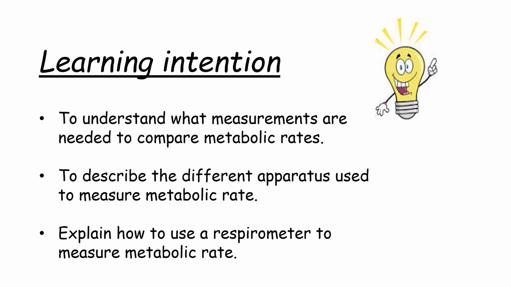This week the learning intentions are to understand what measurements are needed to compare these metabolic rates. So if you wanted to look at different humans or different fish and so on, how then do you compare their metabolic rates? You need to be able to describe different apparatus that are used to measure the metabolic rate, and then one in particular, you need to be able to explain how to use a respirometer to measure metabolic rate. Again, this respirometer section will be covered much more widely in topic 2, cellular respiration.